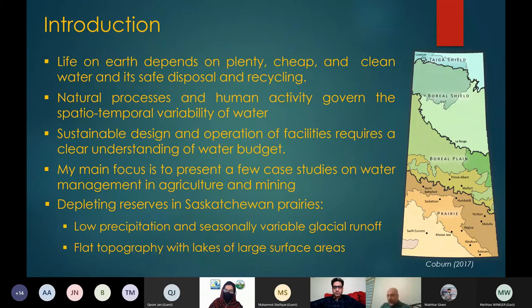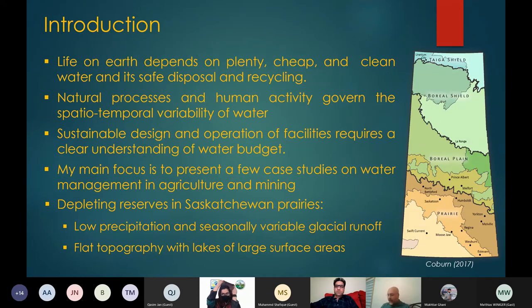So those anthropogenic and industrial activities also govern the presence of water in both space and time. And this means, therefore, that sustainable design of facilities such as a canal system for irrigation, or a cradle-to-grave mining operation, requires a clear understanding from us in terms of the water budget. Where is the water? Each drop of water, where is it? In the air or in the soil or in the canal or in the river? And also the quality of water. Is it clean to use for agricultural purposes or for drinking purposes and so on? So my main focus today is to present a few case studies on water management in these two industries.